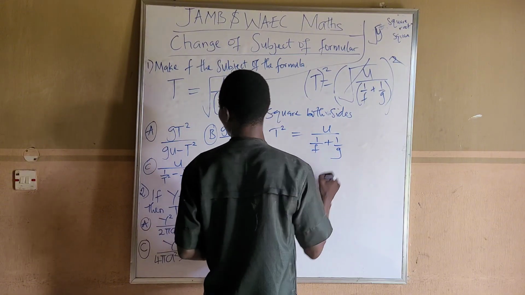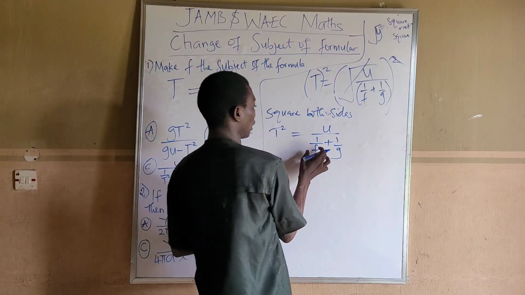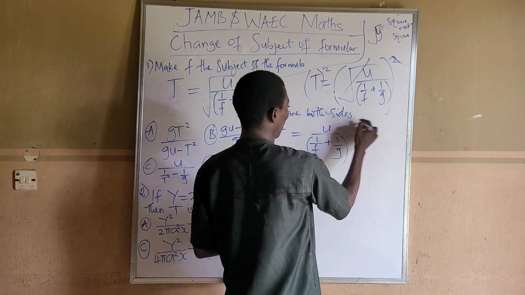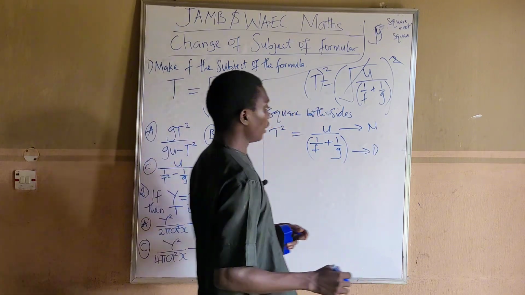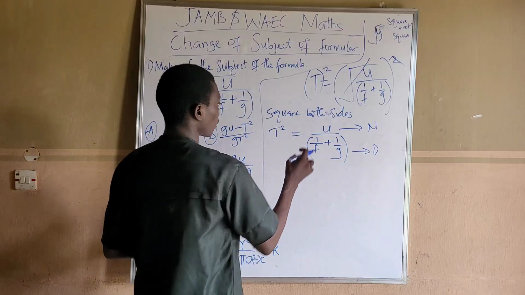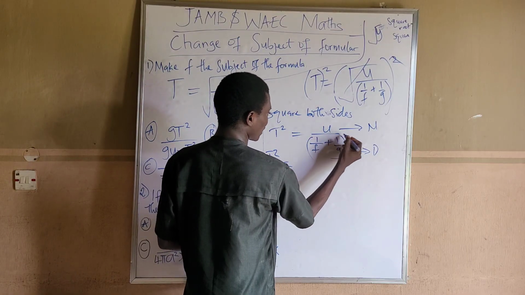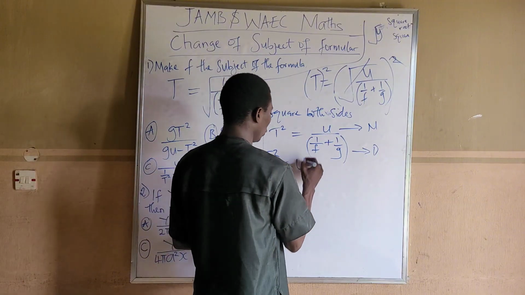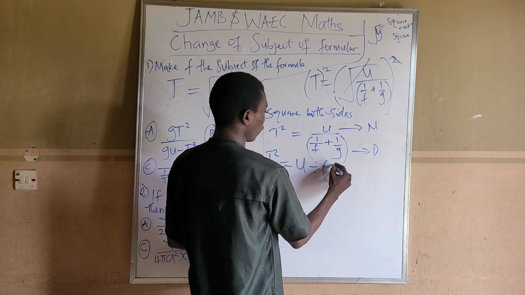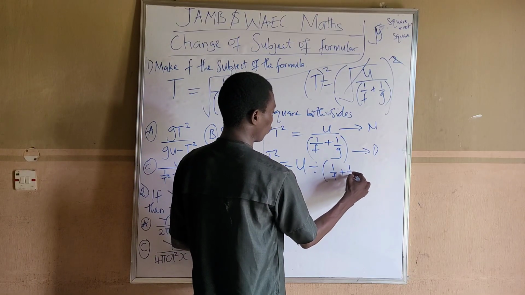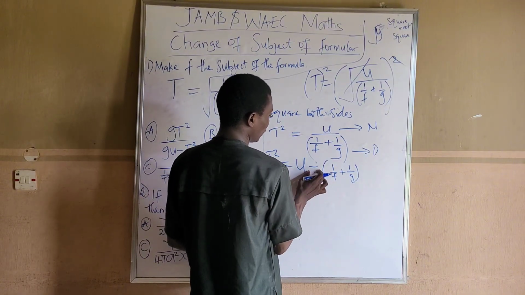Now our concern is to make f the subject of the formula. Now take this one at the up as numerator, while this one at the down as denominator. Okay, now let's do it like this. We have t square equals the numerator. What is this line? It is called the division line. That is u divided by the denominator. What do we have in the denominator? We have 1 over f plus 1 over g. That is our denominator. That is the numerator, which is u, divided by the denominator.